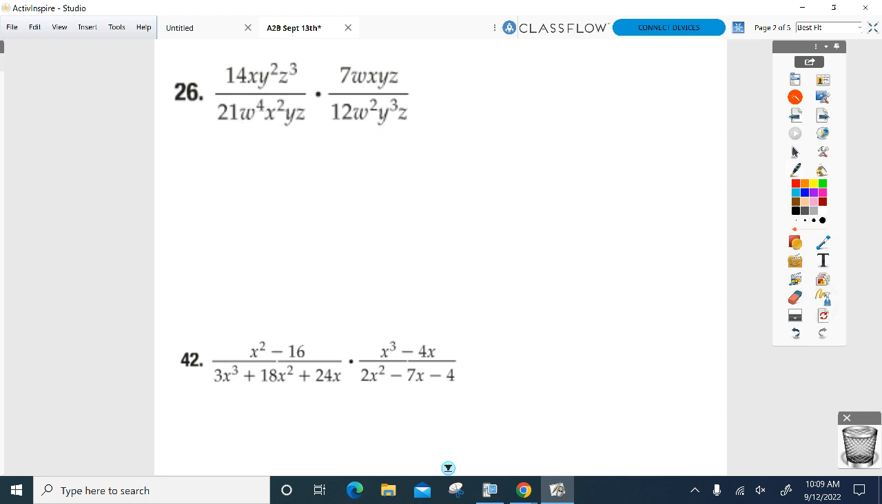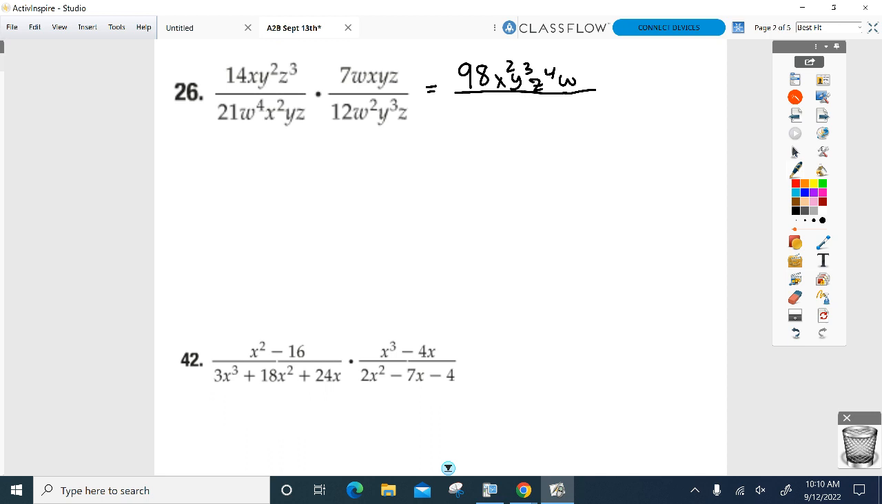Don't cross out first. Multiply everything in the numerator first. So 14 times 7, 98. Now I look. How many x's are in the numerator? 1, 2, x squared. How many y's are in the numerator? 2, 3. How many z's? 3, 4. And can't forget about the w. There's one of those. I don't care where it comes in.